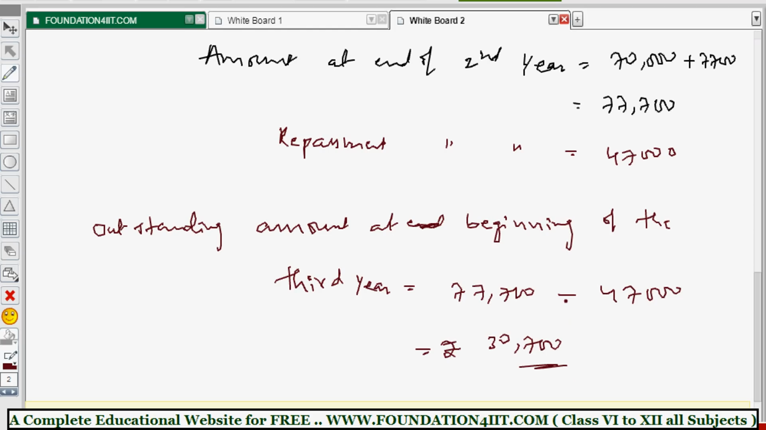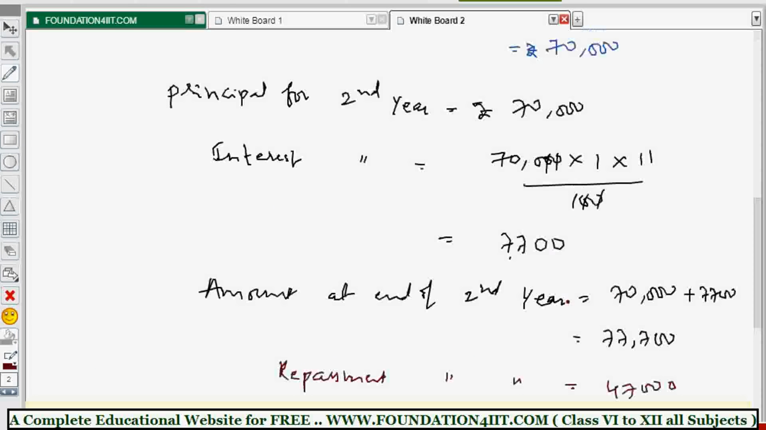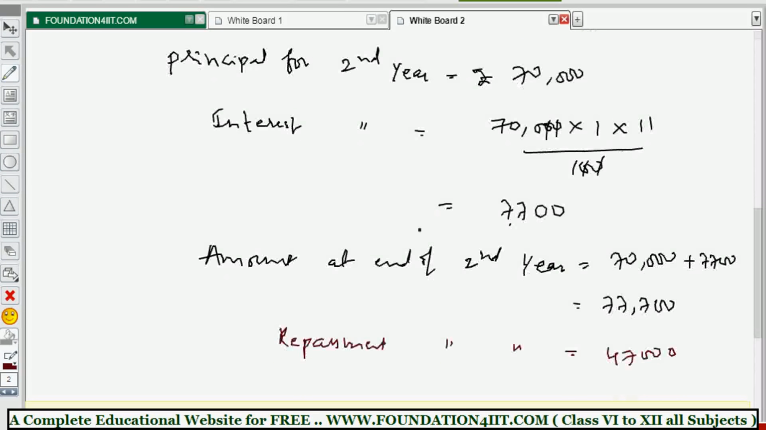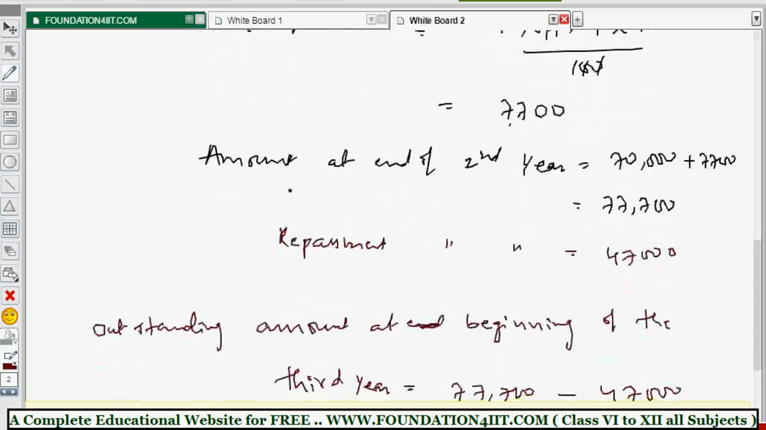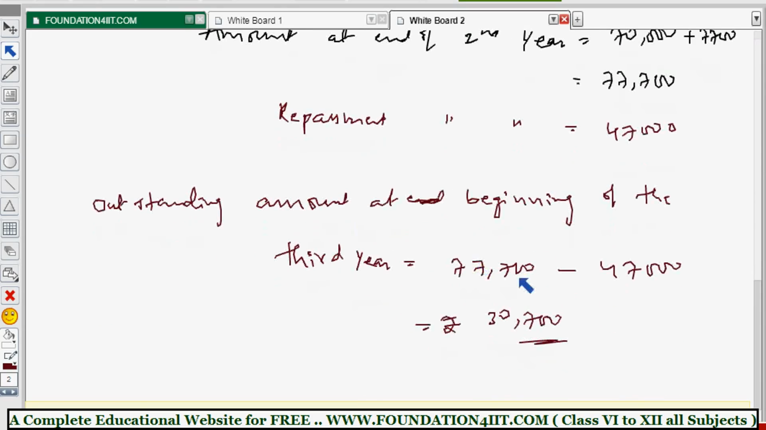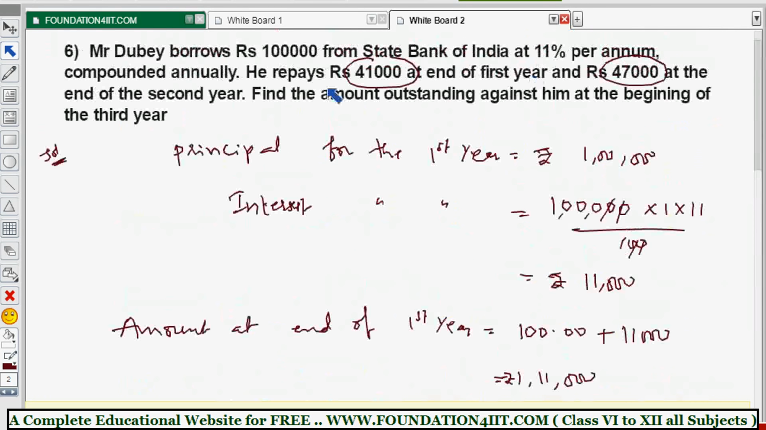Okay. This is the balance, the outstanding amount you need to pay. Okay. So which is the balance pending in the State Bank of India, right? So amount principal for second year and interest, that is amount at the end of the second year. From this he already paid, repayment has been done for second year. This amount we subtract from total at the end of the second year, the outstanding amount at the beginning of the third year. That is 30,700. They ask only to find the amount outstanding against him at the beginning of the third year. That's it. So whichever year they asked, till that year you should continue this process. Fine. And this is only for compounded annually type questions.